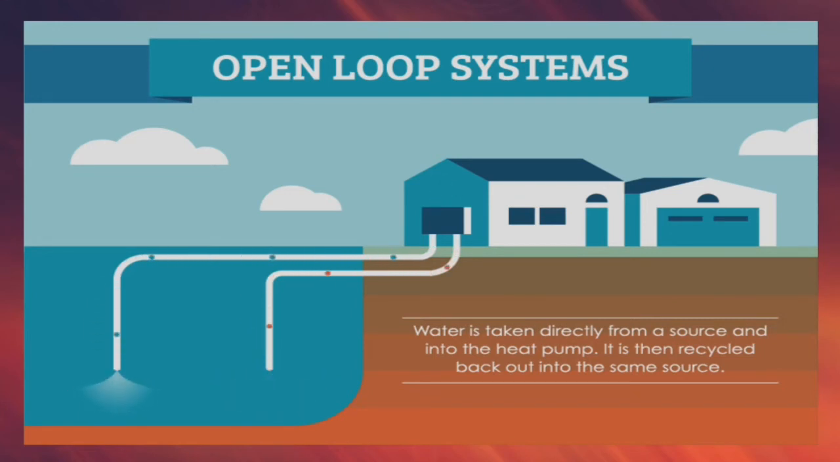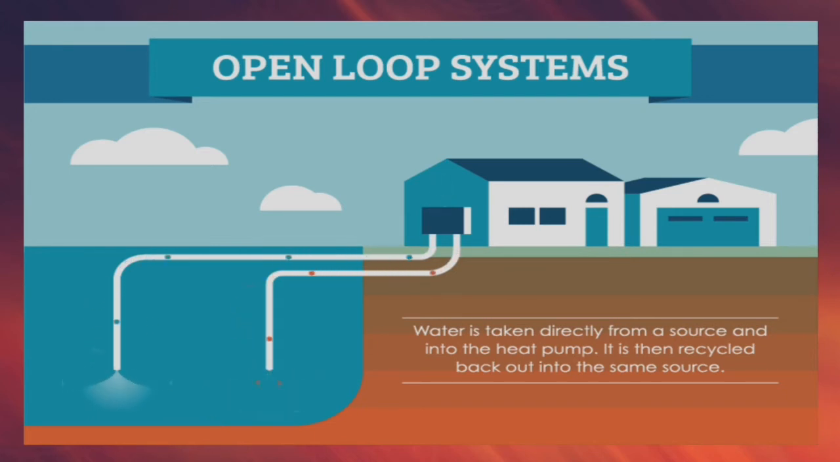The other way of generating electricity is using the geothermal heat pumps. Water is taken directly from a source and into the heat pump. Then, it is recycled back out into the same source. So, heat pumps are responsible for the cooling and heating of houses and buildings.